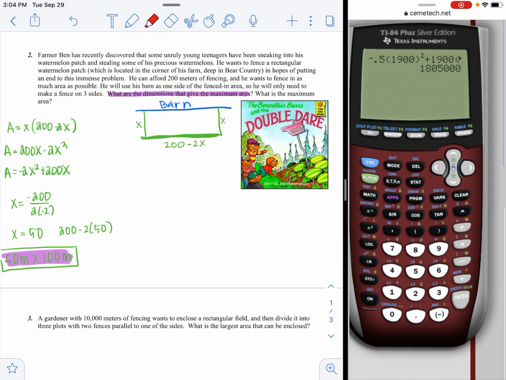And now I can answer, what's the maximum area? So easiest way is it's length times width, where I know it's 50 and I know it's 100. Area equals 50 times 100. Area equals 5 and 3 zeros. So 5,000 meters squared, because it's meters by meters. Once again, you can plug in the x value you got, which is 50, into this equation, and you'll still get the same answer.